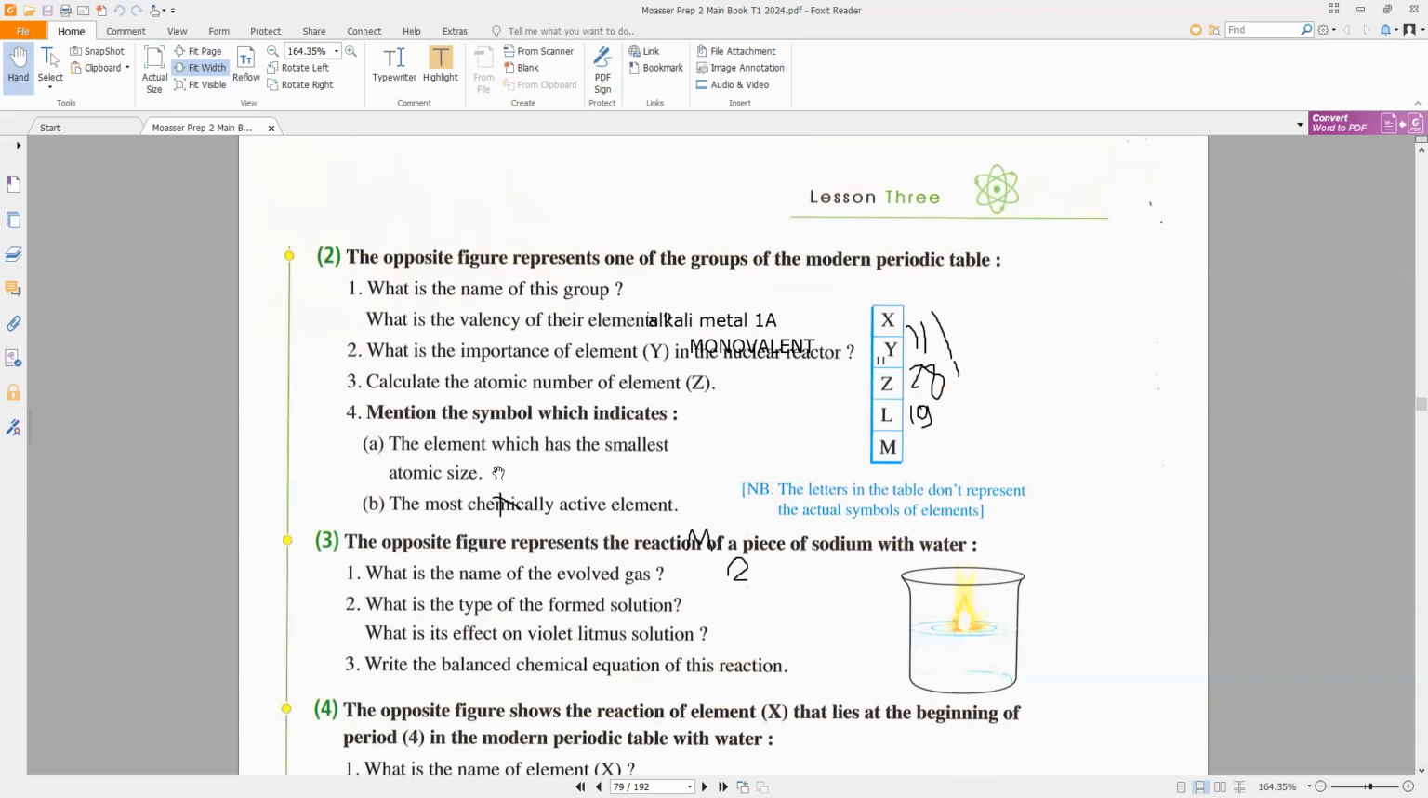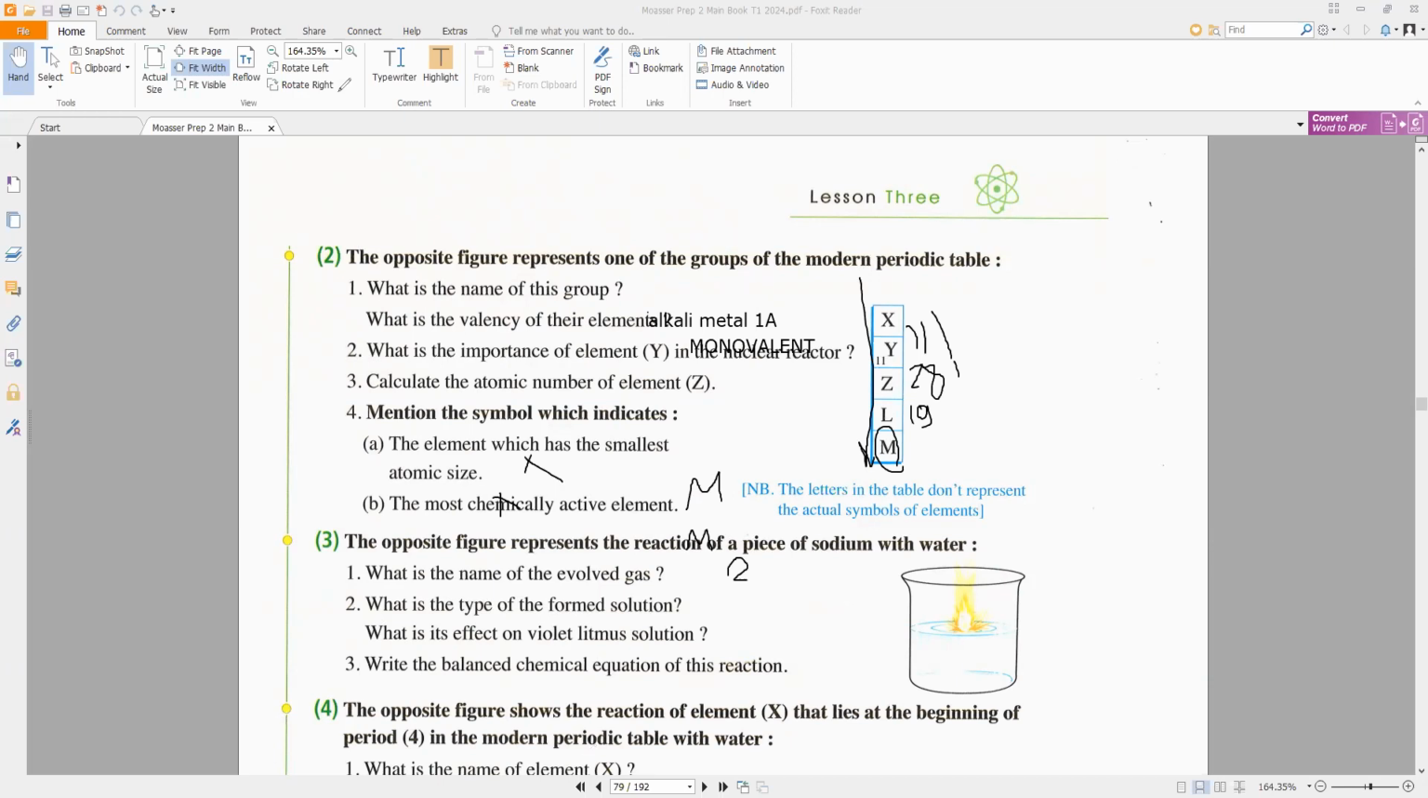Okay. So X is the smallest in size, but M is the most active because the activity increases as we move down. So M is the most active, like cesium.